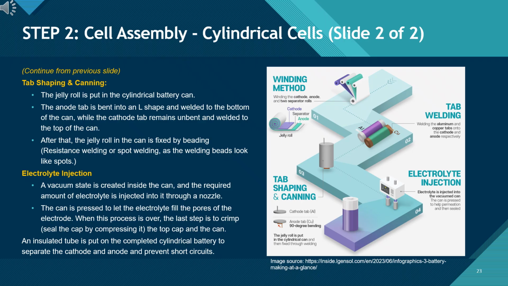Next, under vacuum, the correct amount of electrolyte is injected to fully penetrate the pores of the electrodes. Once wetting is complete, the top cap is crimped to hermetically seal the cell, and an insulated tube is added to prevent short circuits between the can and external connections.